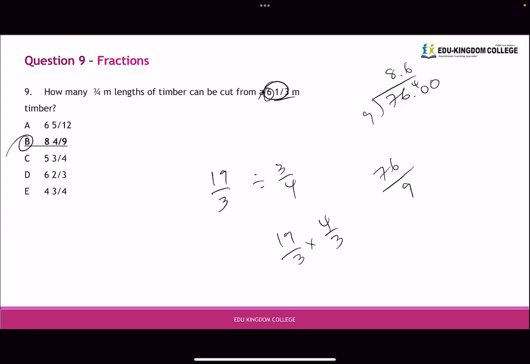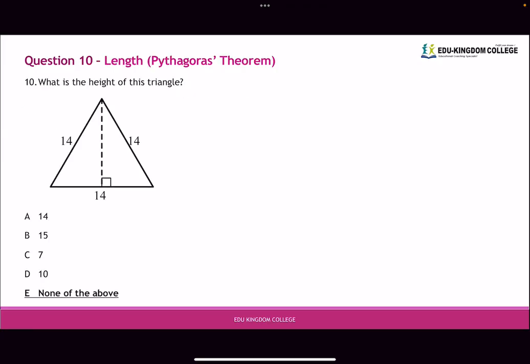The other way I had of doing it was just add all the 3/4 together until you get a number that's as big as you can get, till it's not bigger than 6 and 1 over 3. Just before it, because it's not going to fit in an exact number of times. But that would have given you 8 and something as well. So the only number you know that's bigger than 8 here is B, so you would have gone with B.